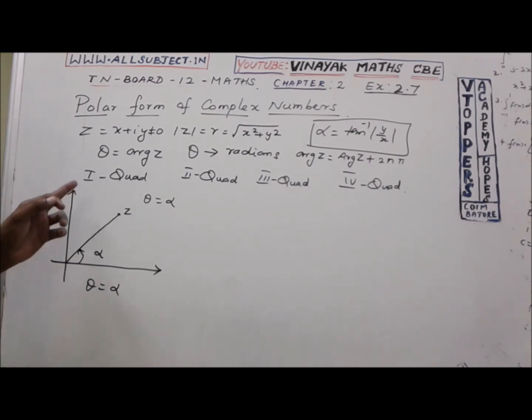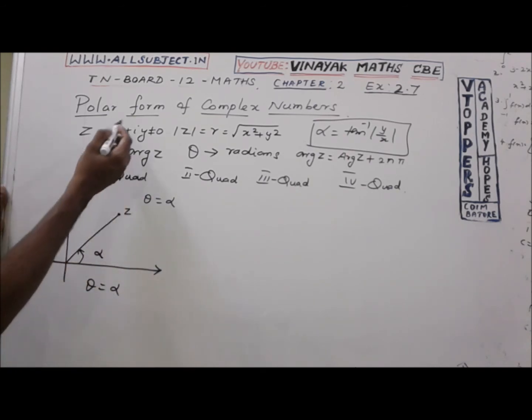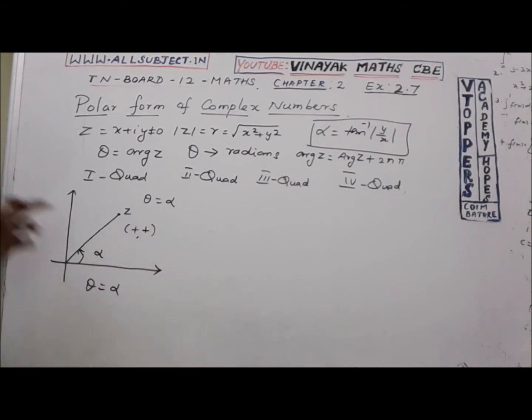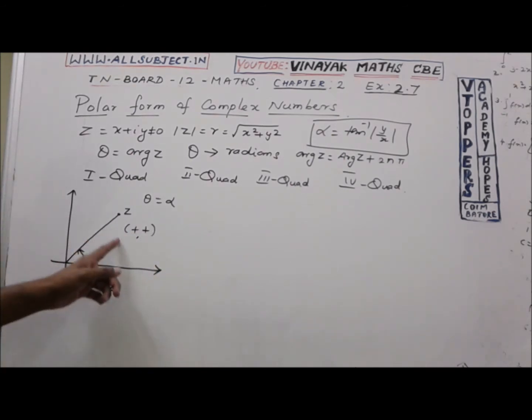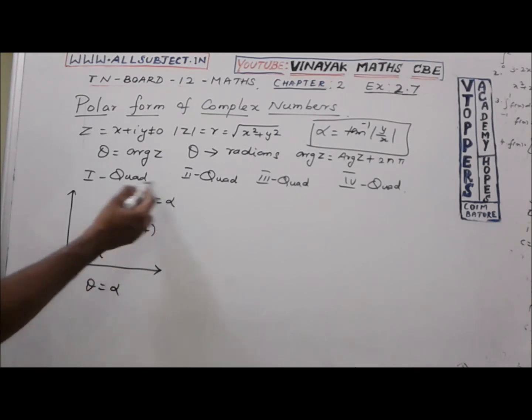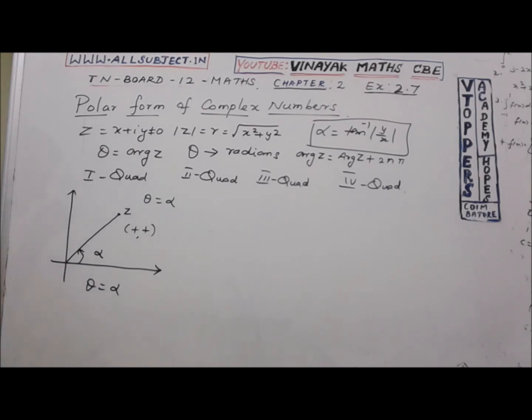So how do we understand that the given complex number is in the first quadrant? If x plus iy is given, and both real and imaginary parts are positive, then the complex number lies in the first quadrant. So when we calculate theta, we can accept the alpha answer as theta. Theta and alpha are equal.